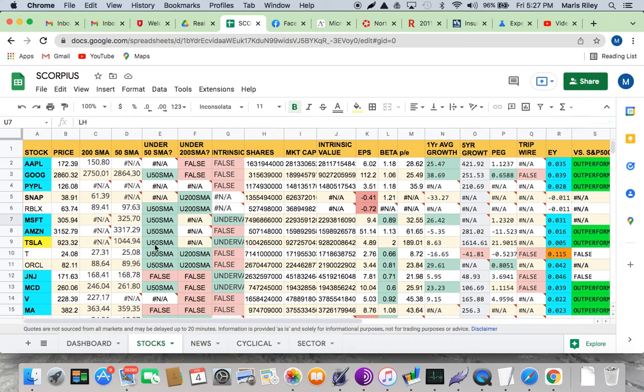If a company like Google, Apple, or Microsoft falls below those averages, it's telling you when a good time to buy might be.